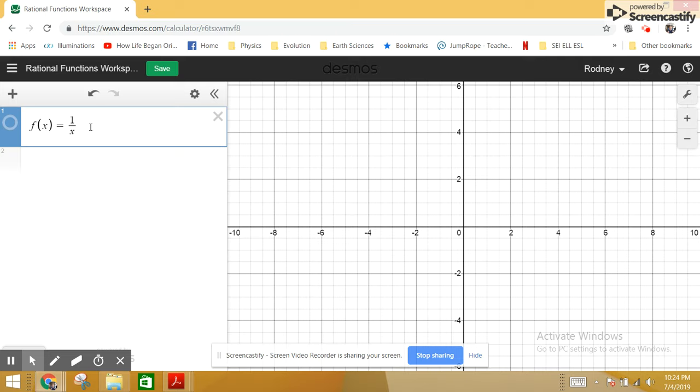But I want to start by talking about how we analyze functions. Reciprocal functions or rational functions are a great tool for learning how to analyze functions. So, of course, let's remind ourselves f of x is the function notation. And what we're saying is the function for the input x equals, in this case, a rule 1 over x.